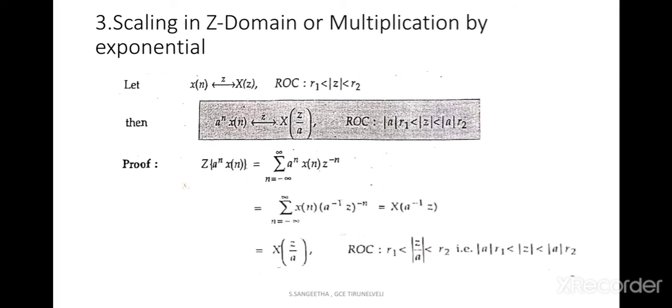The third one will be scaling in the z domain or multiplication by an exponential. So let x(n) have the Z transform capital X(z). Then a to the power n x(n) will have the Z transform capital X(z by a), where the value of z ranges from a R1 to a R2. So next we have the same proof, as we are substituting in the value of x(n). We are substituting a to the power n x(n).